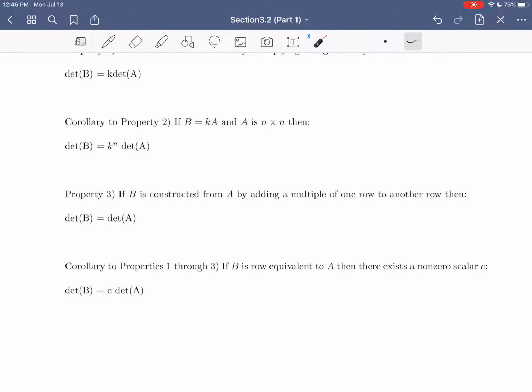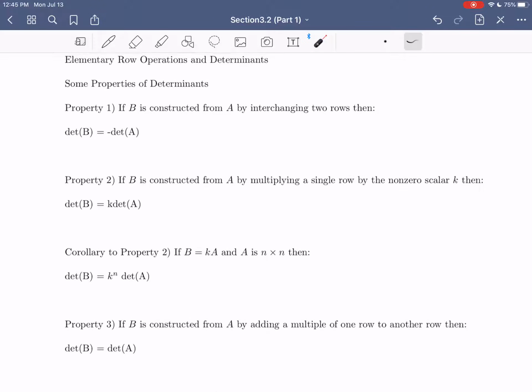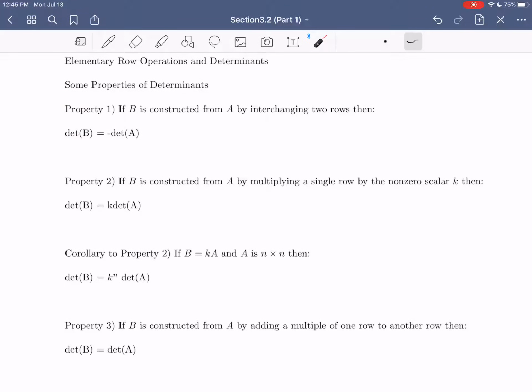Okay, so these are very, very important properties because they tell us how the elementary row operations that we studied back in Chapter 2 impact the determinant. For right now, we're going to go ahead and prove property 1 and property 2.